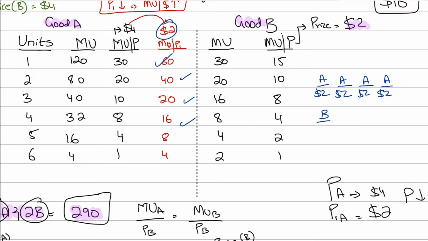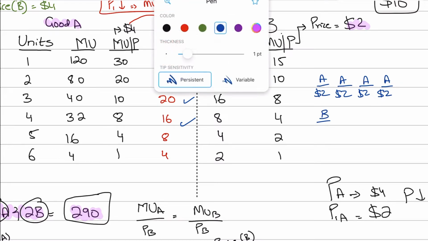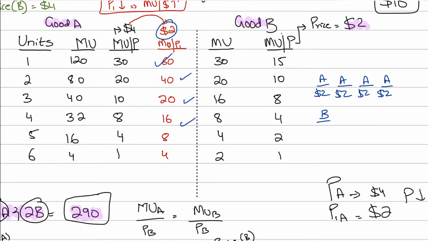Why? Because the first unit of good B is yielding him a marginal utility per dollar spent of 15, while the marginal utility per dollar of the fifth unit of good A is only 8. So obviously a rational consumer would buy good B now, because that's yielding him a higher marginal utility. But again, it's for $2, so he spends $2 on it. Now in total he has bought 5 units, and he has spent $10.